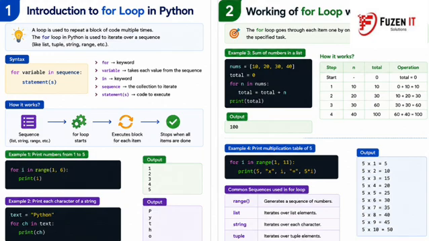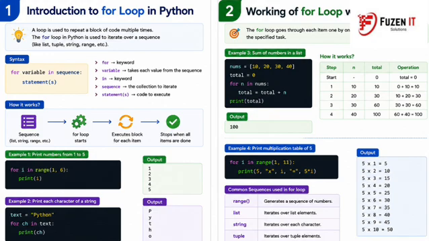Now let's take another example using a string. For each character in text, print character. Then the characters of the string will be printed as output, like P, Y, T, H, O, N. This shows that the for loop can also go through each character in a word. This saves time and makes the program shorter and smarter.